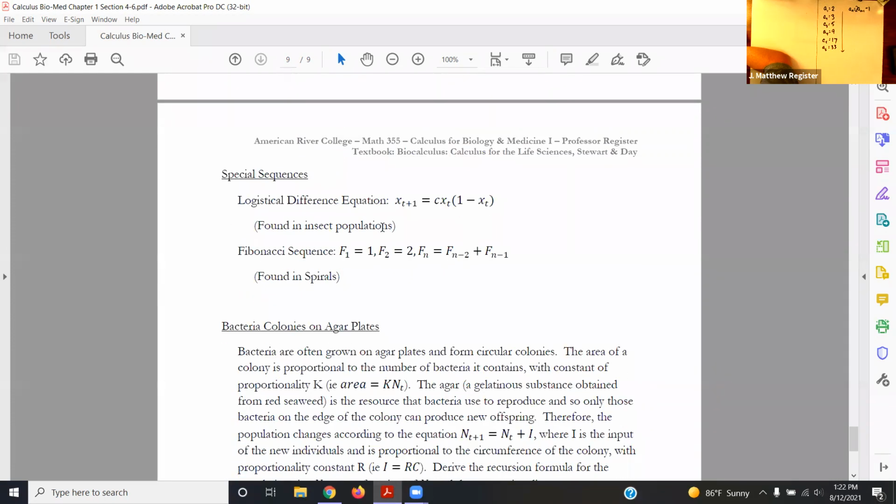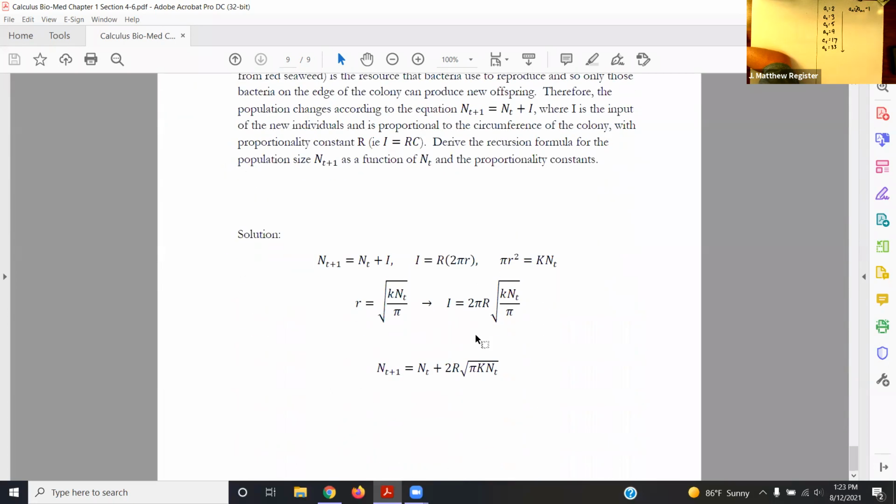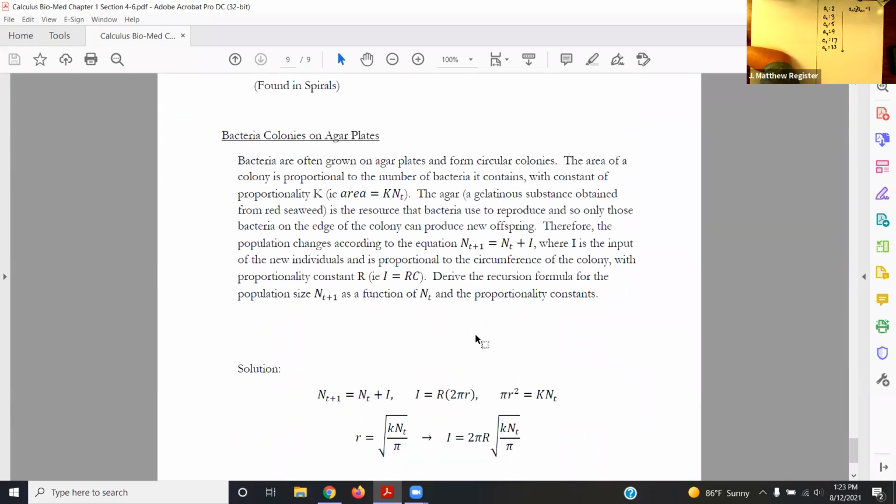Here's a couple of special ones. Logistic difference equation and then the Fibonacci sequence. We'll see logistic growth a lot this semester. And if you're taking 356, even more there, because it's all differential equations, and that's a big part of that course. But the last thing I have on here is this problem right here.